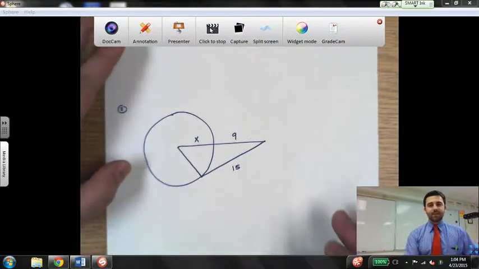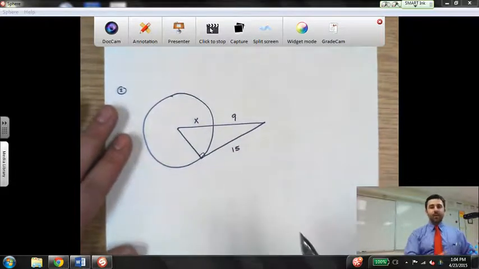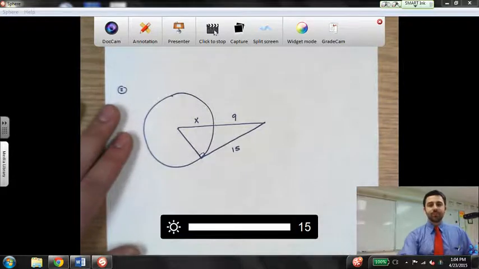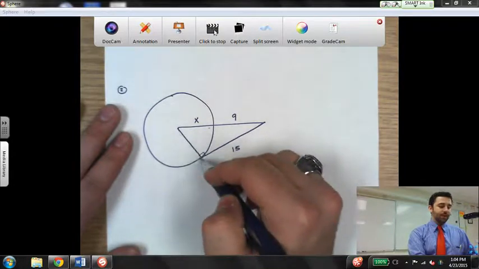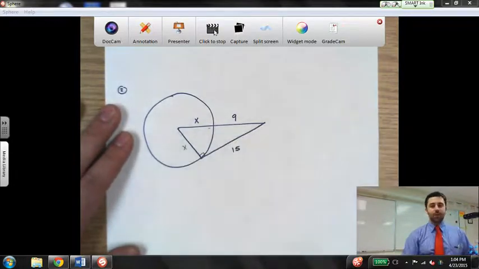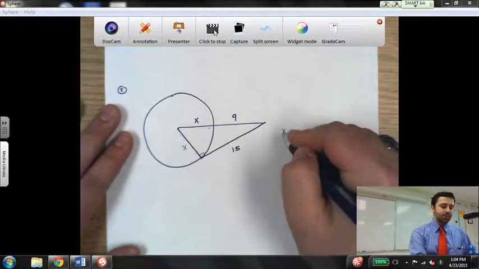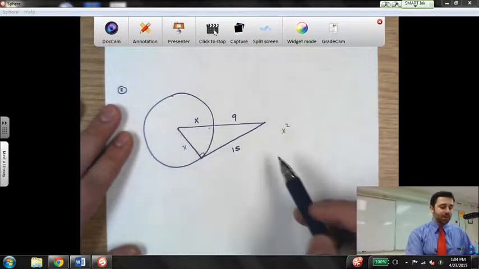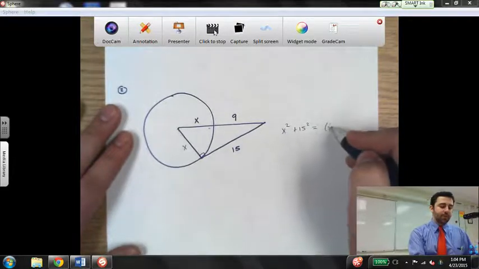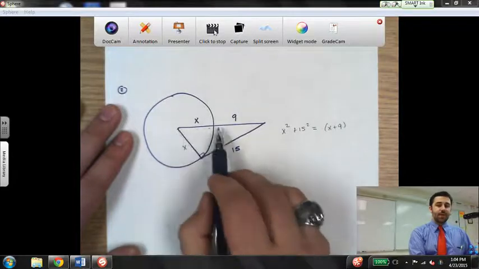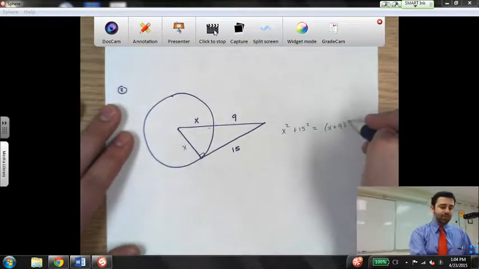Now, in our next example, we have this tangent line. What we know about tangent lines is that they form a 90-degree angle at the point of tangency. Notice that I have a radius of an unknown length. This radius here will also be x. So I'm going to use the Pythagorean theorem: x squared plus 15 squared equals my hypotenuse squared. In this situation, my hypotenuse is x plus 9, so the unknown radius plus 9, squared.